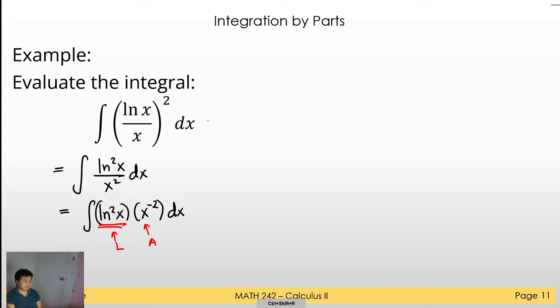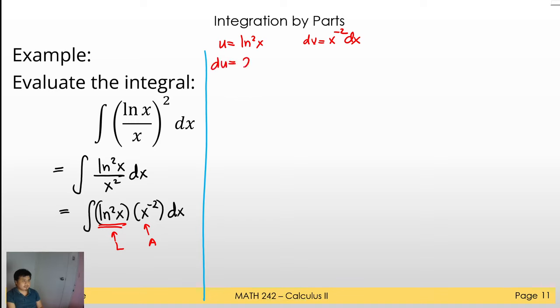So therefore, your u here will be ln squared x. Your dv here is x raised to negative 2 dx. So differentiating this, your du will be equal to 2 ln x, so power rule. And then via the chain rule, find also the derivative of ln x, which is 1 over x dx. So this will be just 2 ln x over x, and then dx. And then for the integral of this, we can just add 1 to the exponent, and then over negative 2 plus 1. So v here is equal to x raised to negative 1 over negative 1, or we have negative 1 over x.